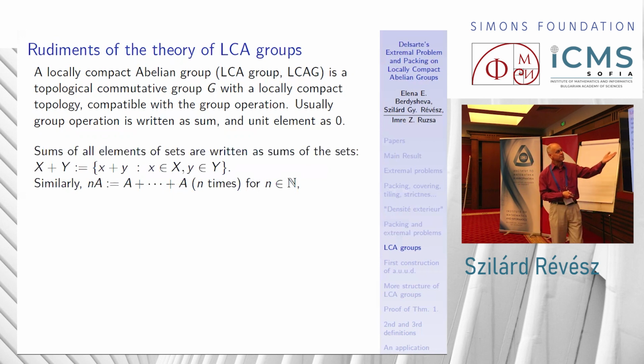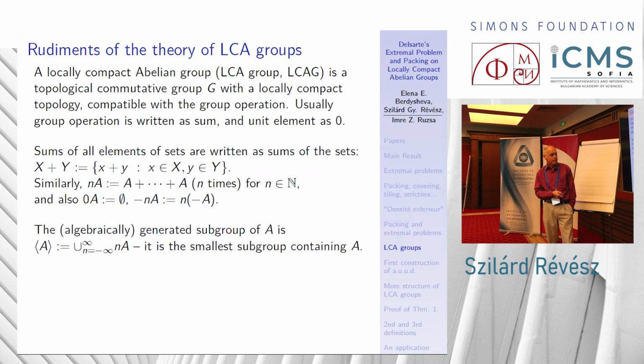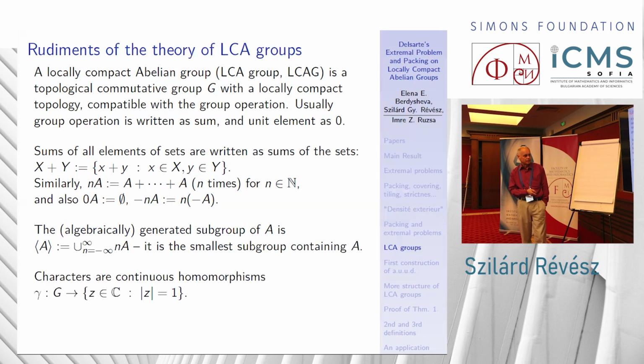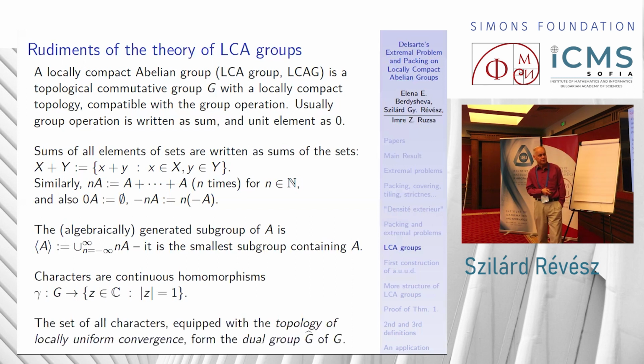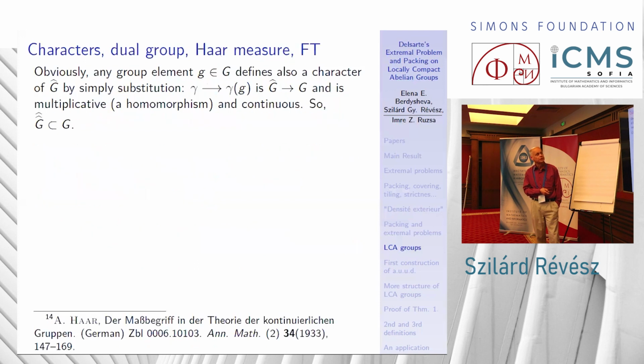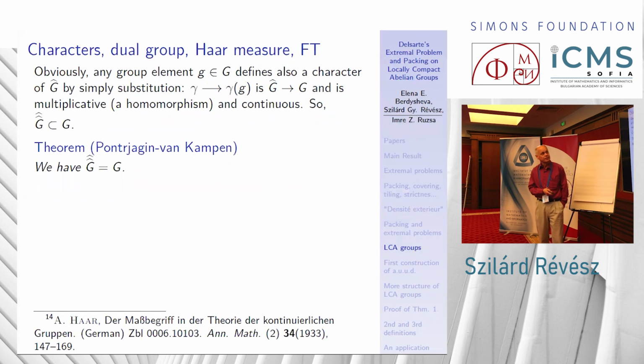So I use the complex or Minkowski sum notation and Neumann multiplication. I denote the algebraically generated subgroup by this bracket. Characters are continuous homomorphisms to the unit circle, and the set of all characters equipped with the local uniform convergence topology form the dual group. Okay, so I don't go too much into detail. It's known that the second dual of the locally compact Abelian group is the original group. It was mentioned here that, of course, for finite Abelian groups, the group and its dual are already isomorphic, but not in general locally compact Abelian groups. So one has to be very careful what lives in the group and what lives in the dual.